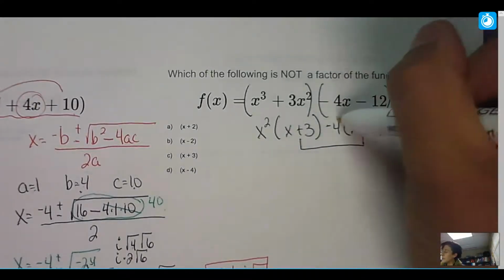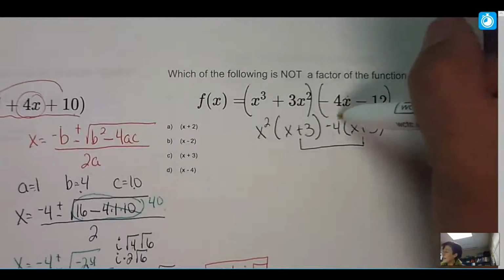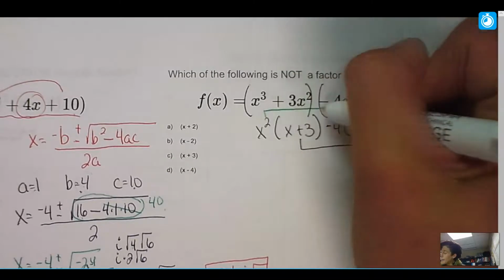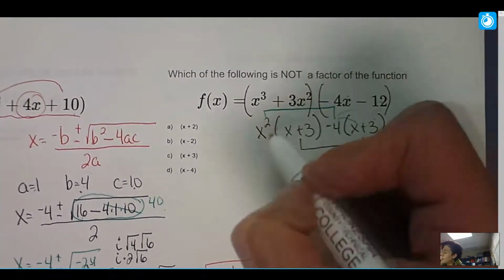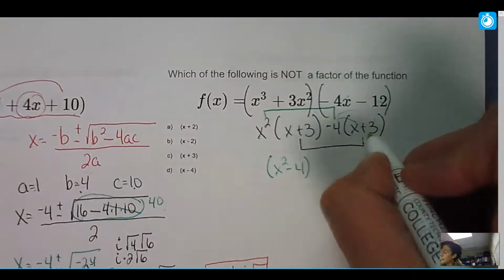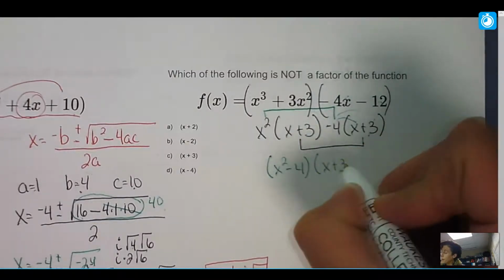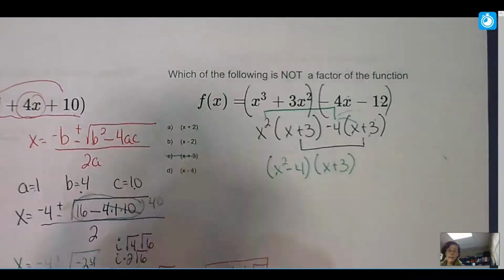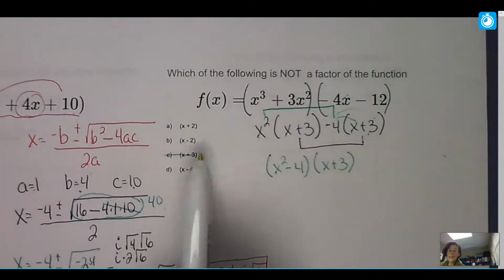So if I distribute this back in, I make this term. And if I distribute this back in, I'll get the minus 12. And then one set of factors is x squared minus 4, and the other set is the x plus 3. So if you notice, x plus 3, that is a factor. So I can cross that one off. But I'm still not seeing anything because this is not quite this.